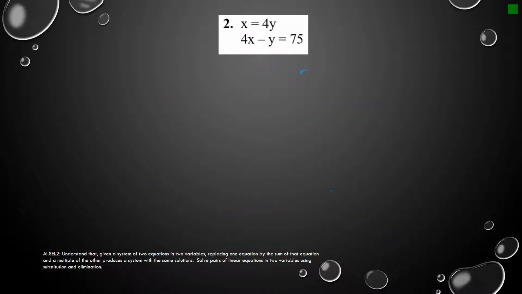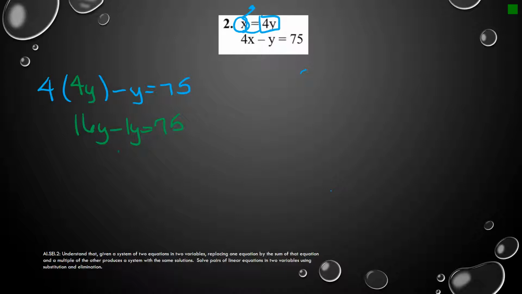Okay, once again, we have x alone, so we're going to solve by taking 4y and putting it in place of x. You're taking x off the court, and in place of x, you're going to put 4y. So you have 16y minus 1y equals 75. 15y equals 75. Divide them both by 15, and you get y equals 5.